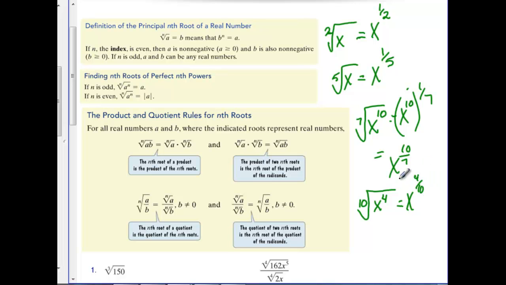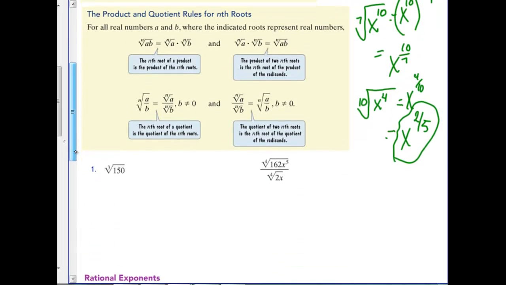And then that 4/10, we need to reduce it, just like we would any other fraction. So we're going to have x to the 2/5. Sorry, those equal signs keep being horrible.